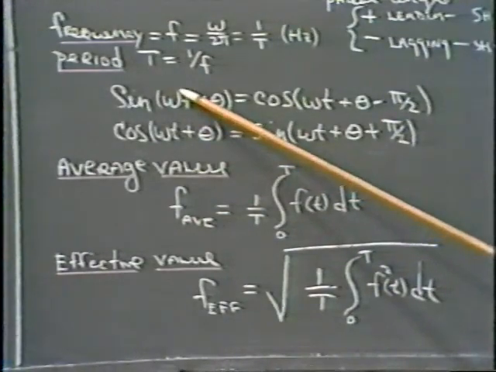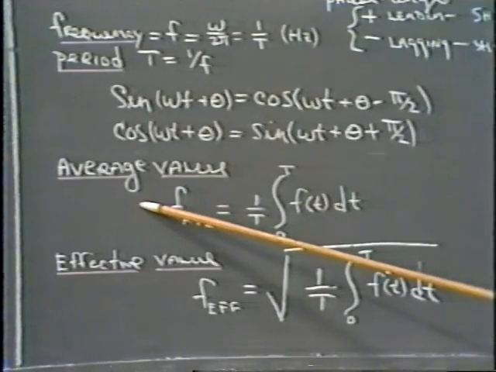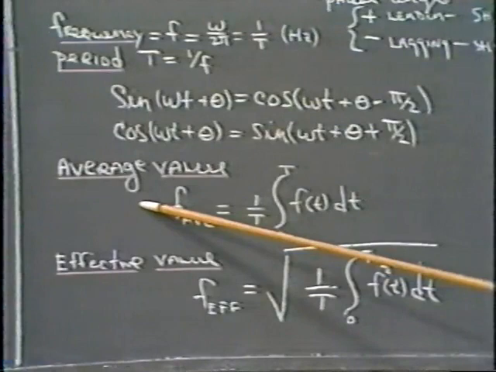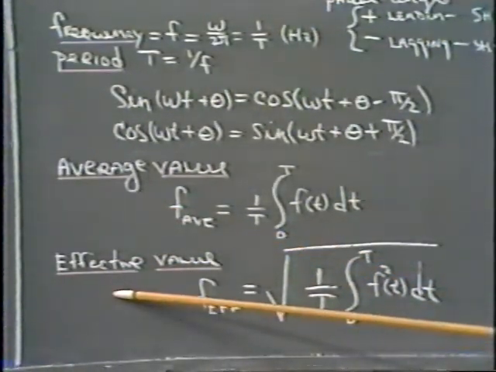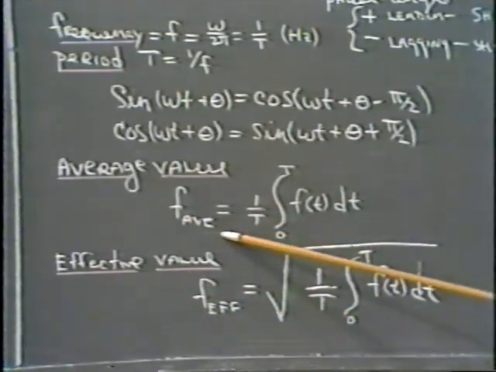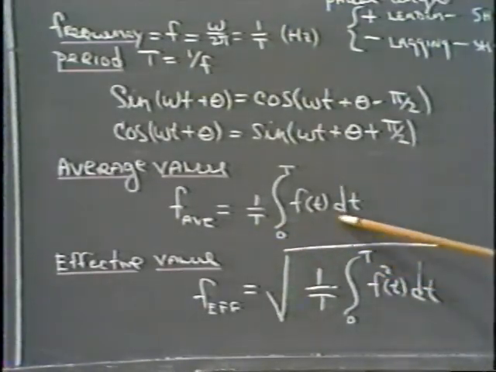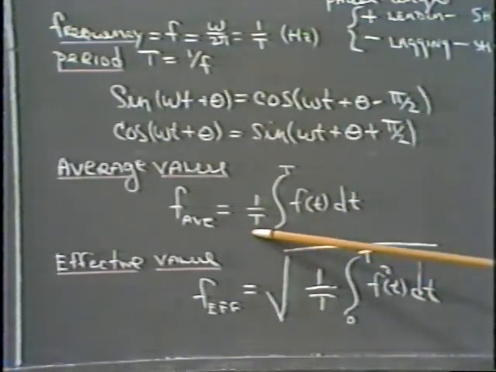Two other concepts that are essential in defining the shape and the usefulness of different wave shapes and signals, whether they be voltages or currents, are the concepts of average value and effective value. The average value of a waveform is simply the integral, or the area under the curve of the waveform in one period, divided by the period. It's equivalent to an average height over one period.